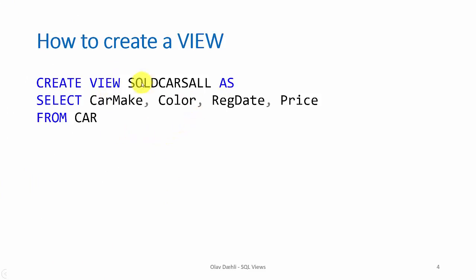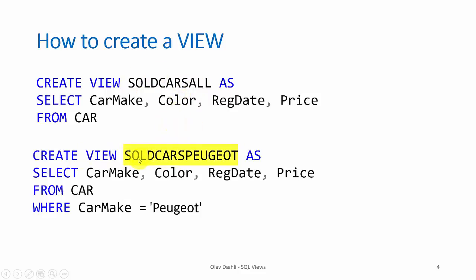When we are creating a view, we are not restricted to only select the columns in the view. We can also select which rows we want to be a part of the view. We're going to write a view that does not return all the sold cars, but only the sold Peugeots. And then we give the view a new name, so we can call it sold cars Peugeot. And we want it to include the same columns as the other view and from the same table. But now we will say that only the rows where the value Peugeot is registered in the column car make shall be part of the view.